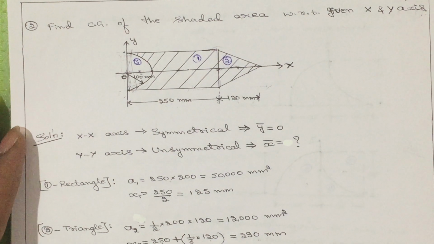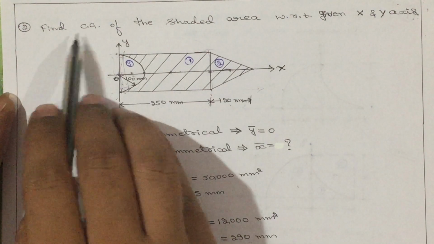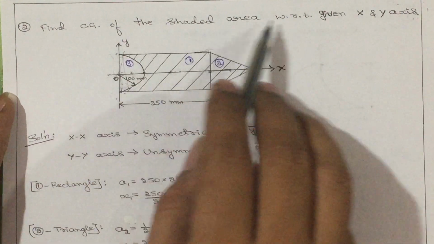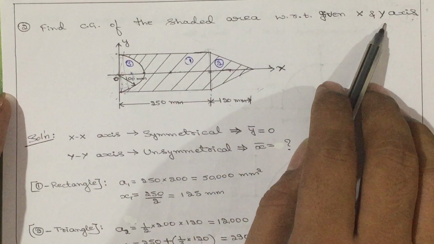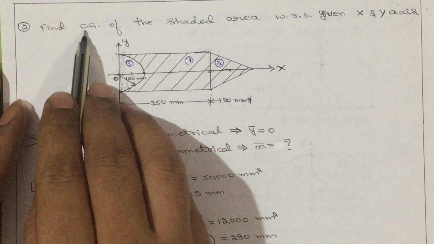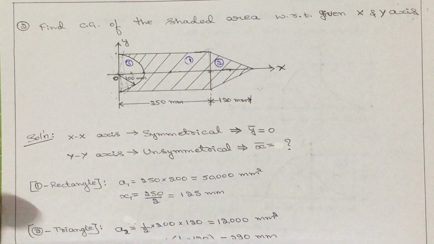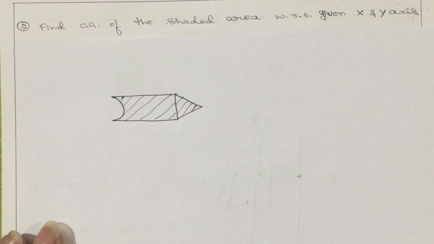This is example 2 in the centroid problem. Problem number 2: find the CG of the shaded area with respect to the given x and y axis. A reference axis is given in the problem itself. CG is nothing but centroid. So, the given problem is like this.